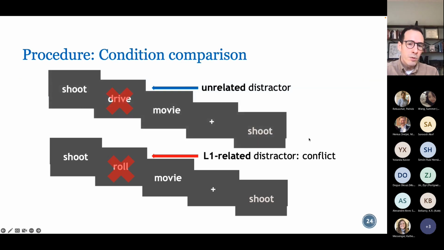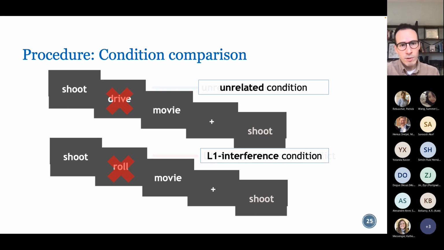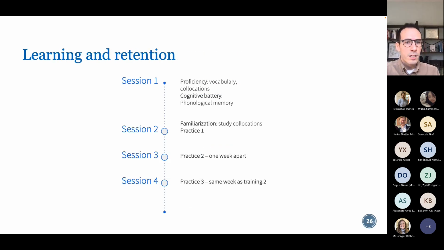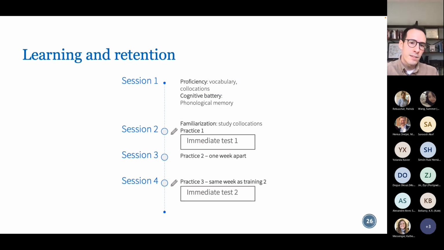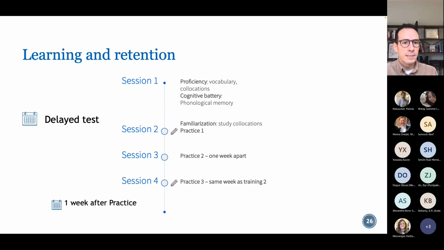So this was the only difference really between these 2 conditions. All the training looked the same for both groups, but we manipulated what distractor they would be seeing and would need to suppress in order to make the correct choice. So I'll be referring to these as the unrelated condition and the L1 interference condition. And so to test their learning, we administered immediate tests after the first and the last practice session, and also delayed tests, particularly at the end of training.